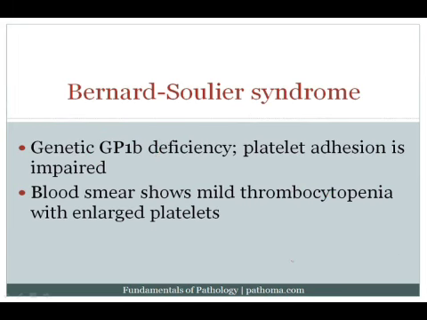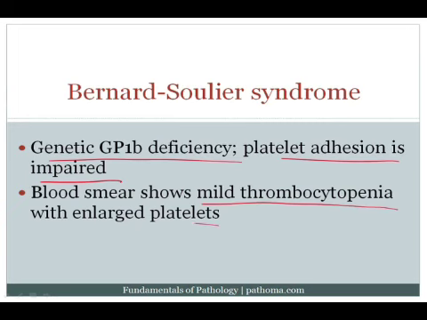So let's see what we say in the book. Genetic GP1B deficiency, platelet adhesion is impaired. What will the blood smear show? It will show thrombocytopenia with enlarged platelets. Now, the reason why these patients get mild thrombocytopenia is because if GP1B is not functioning well, the platelets tend to not live as long, and so the platelets get destroyed.